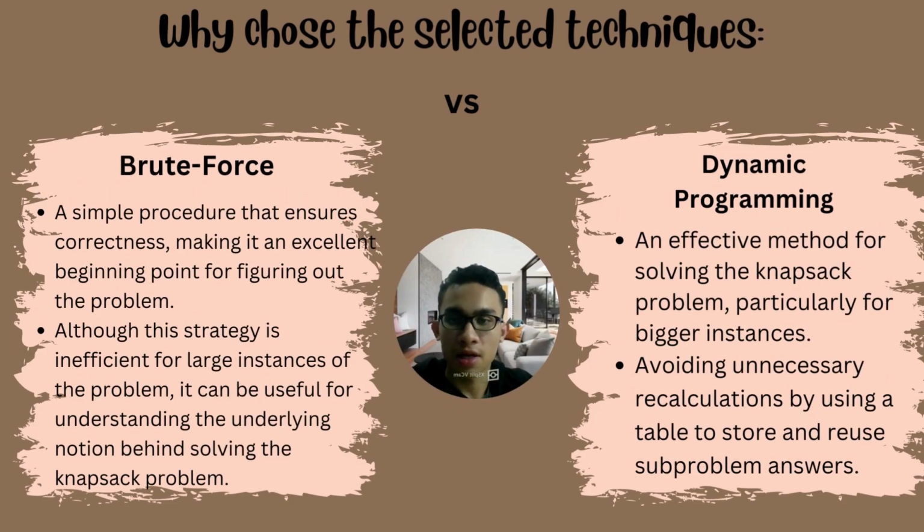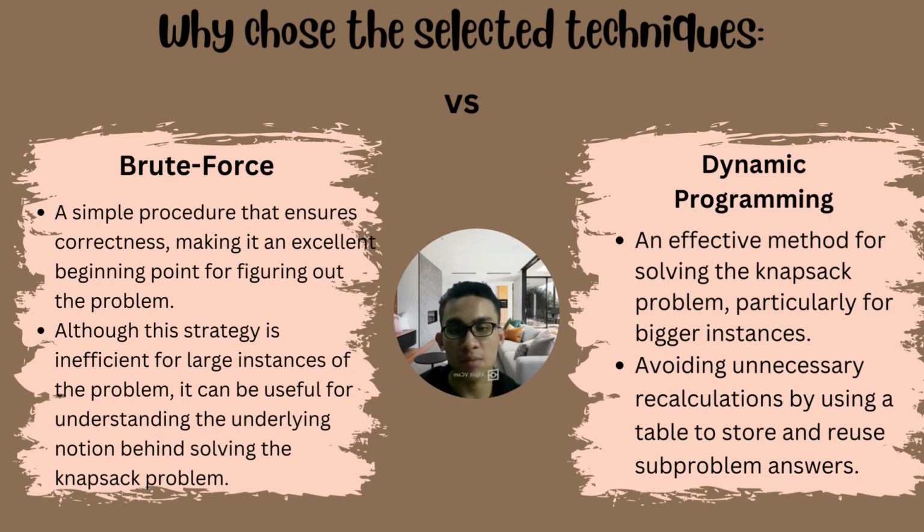So moving on to the last part, which is the explanation of why we choose the selected techniques, which are the brute force approach and the dynamic programming approach. So first one is the brute force approach. Why we choose it? Because it's a simple procedure that ensures correctness, making it an excellent beginning point for figuring out the problem. Although the brute force strategy is inefficient for large instances of the problem, it can be useful for understanding the underlying notion behind solving the knapsack problem.